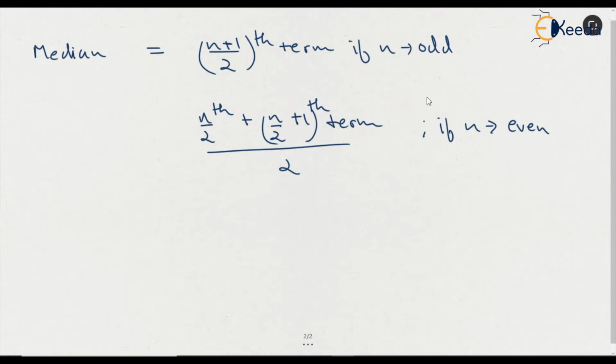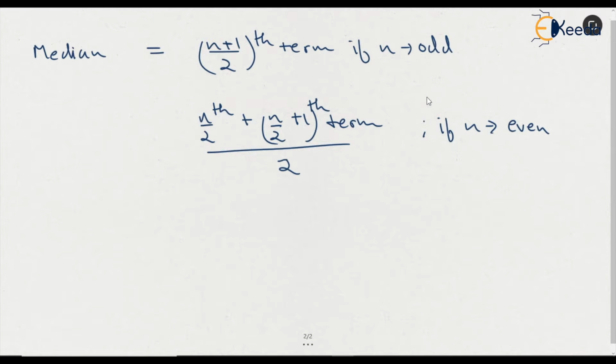Fine. So if it is odd, let's say 11 data points, then 11 plus 1, 12 by 2 is equal to 6th term, which will be the median. So the number of terms on the left and right of the 6th term is 5. Whereas if it is even, let's say n equal to 10, in that case we'll have to find the mean of the 5th and 6th terms both. That is n by 2 which is the 5th, n by 2 plus 1 which is the 6th term, by 2.